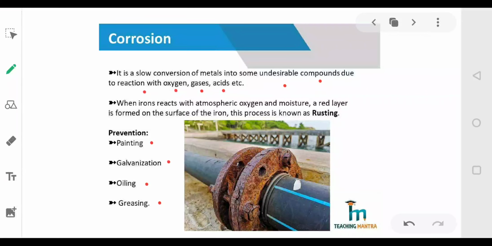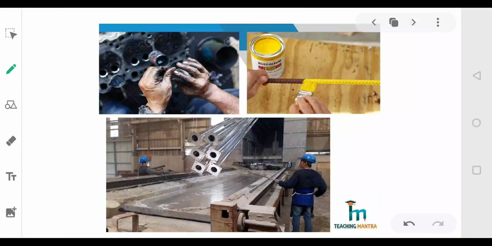Now let us see in detail. This is nothing but oiling and greasing. You can imagine this oiling and greasing. Second one is painting, and the third one is galvanizing. Galvanizing is another form of coating. Metals are coated here. That is galvanizing.